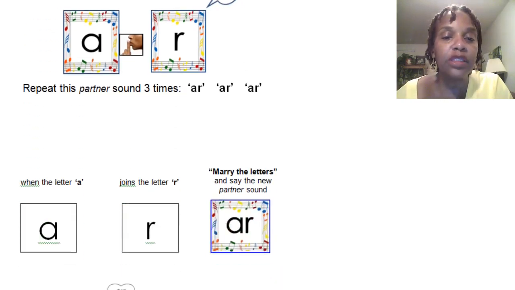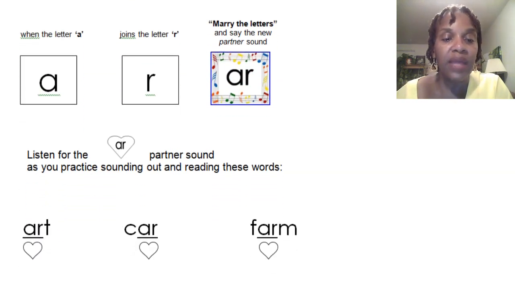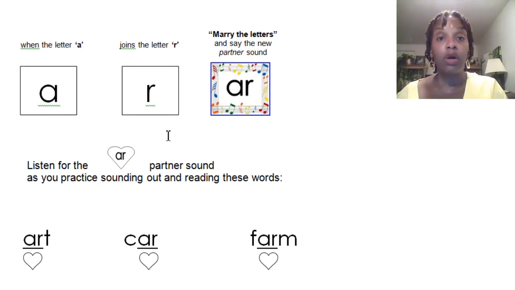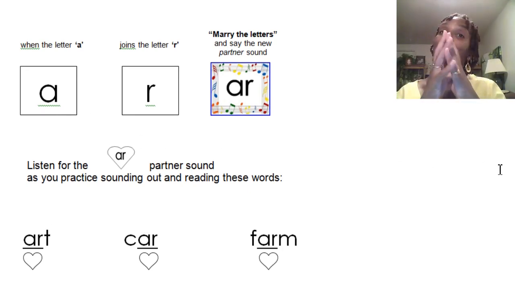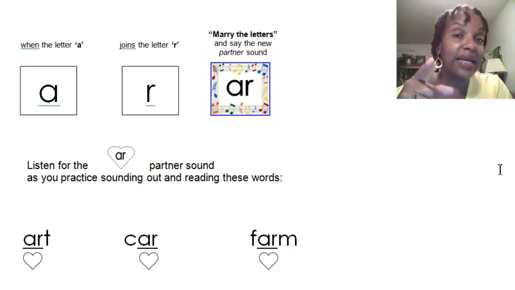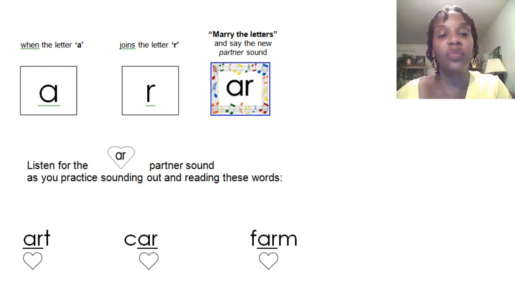So let's just recap. Let's go back over what we just learned about this new partner sound. Here it goes. When the letter A joins the letter R, we marry those 2 letters together, and we form a brand new sound. And that new sound is R. So I want you to listen closely for the R sound as I sound out these words, and then you sound them out after me. The very first word with the partner R is art. You say it. Art.